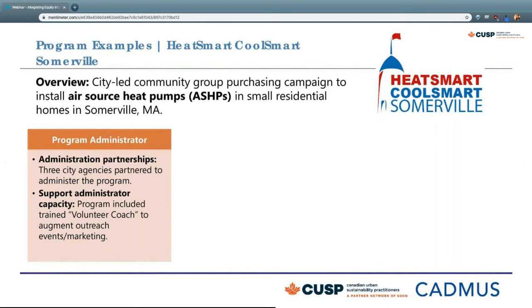And then in order to supplement the administrator capacity, there were also trained volunteer coaches, which would help the program administrator augment outreach and capacity to play a more hands-on role with some of the community members that were engaged through the program.